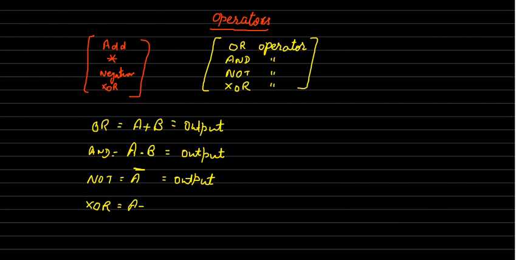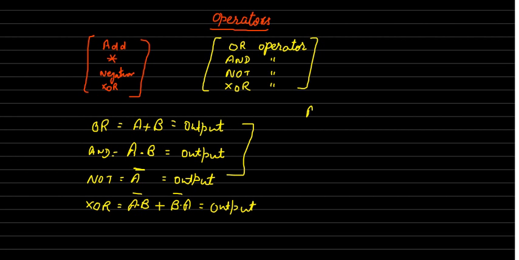A bar B plus B bar A, and in between we have to multiply them. So it is using a combination of all three operators together. That's why we are studying it in a separate way. So this is the XOR operator. Let's see how the XOR operator works.